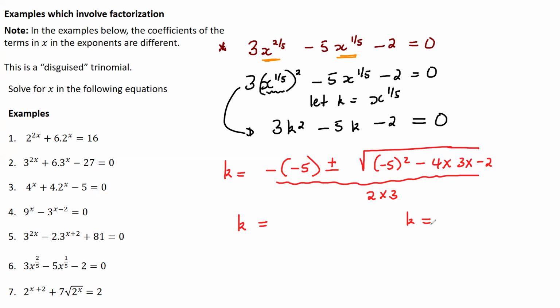Let me get you involved a bit. What values do you get for K? Talk to me. I said 2 and negative 1 over 3. So I get a 2 and a negative 1 over 3.